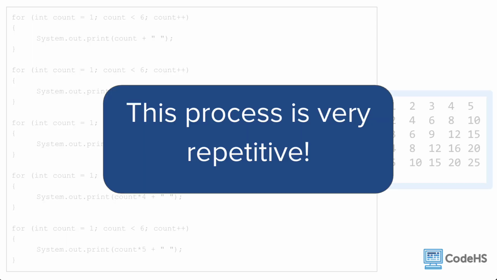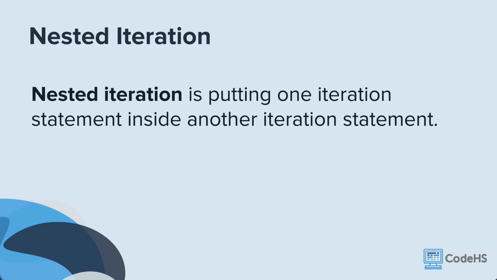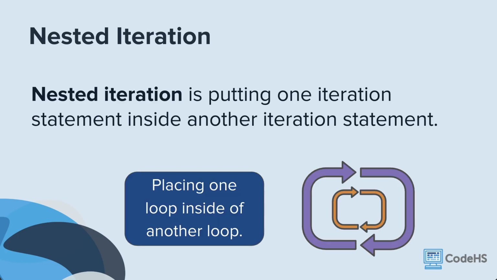But you might be thinking, writing out each for loop is an incredibly repetitive process. Isn't there an easier way? And you're right. You can use nested iteration to make this code more efficient. Similar to nested if statements, nested iteration is putting one iteration statement inside another iteration statement. In other words, nested iteration is placing one loop inside of another loop.